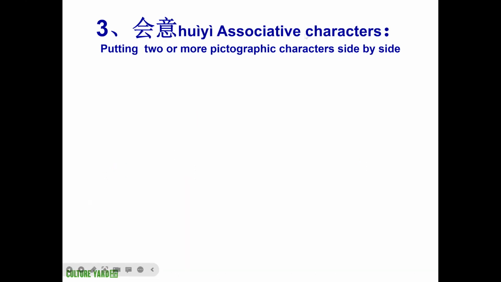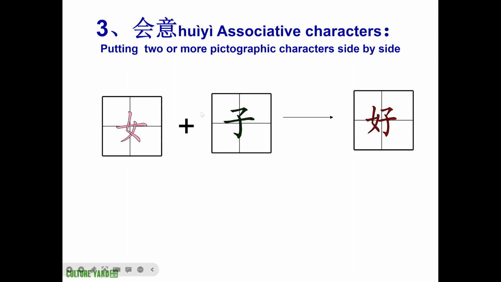The third one is 会意, associative. Associative characters, 2 single components come together to create a new meaning. This is a woman. This is a 子. In ancient time, this character we write like this.